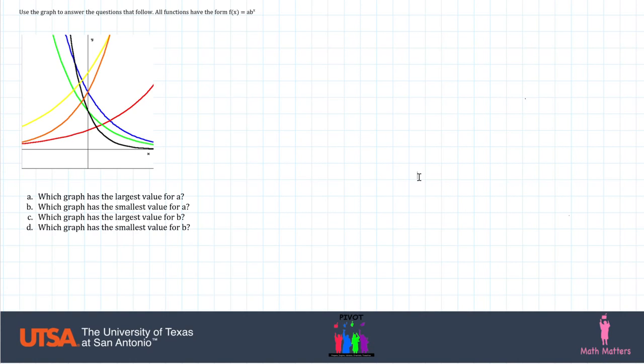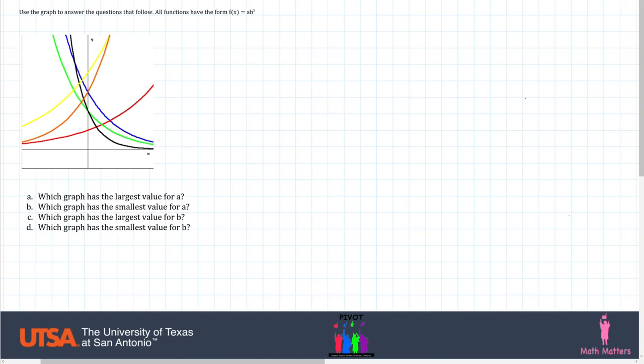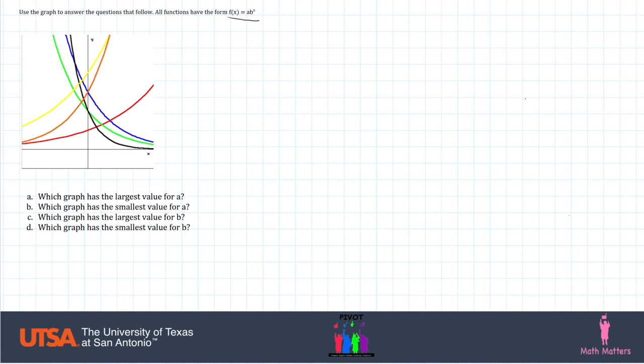This problem is very similar to the last problem, which is also dealing with graphing exponential functions using transformation. And this problem is asking us to use the graph to answer the questions that follow. And we're already given the equation f of x equals a times b to the x.